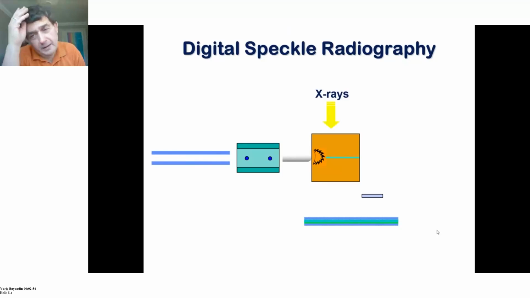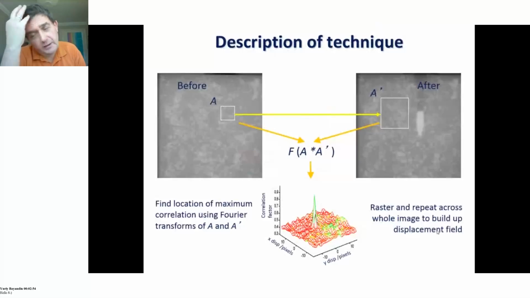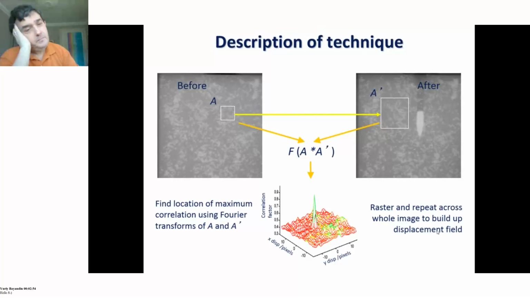And here we have the example of a cross-correlation process. So you have a before image and an after image, depending on the speed of your camera. And from that you take a small sub-area and a larger area from around that position. So they're in similar-ish positions in the image.